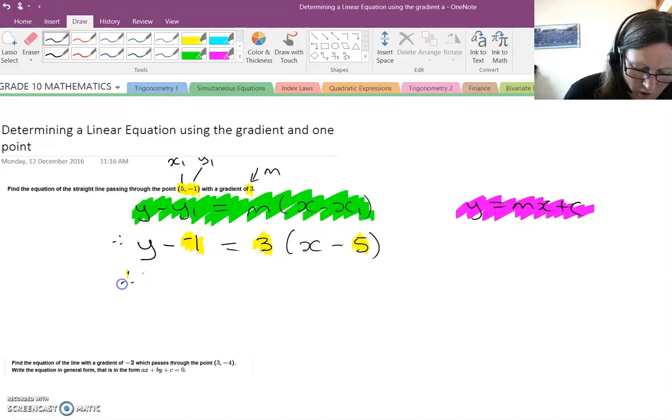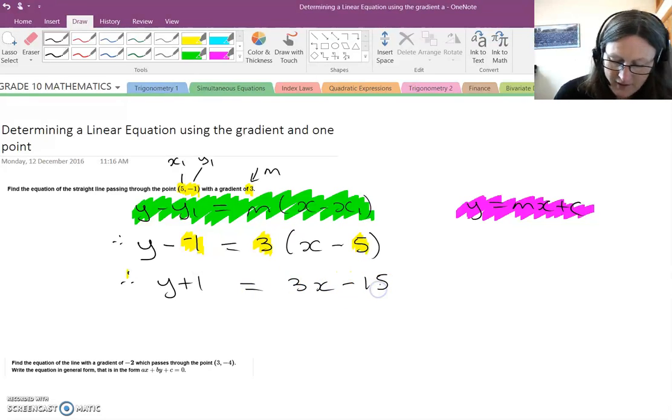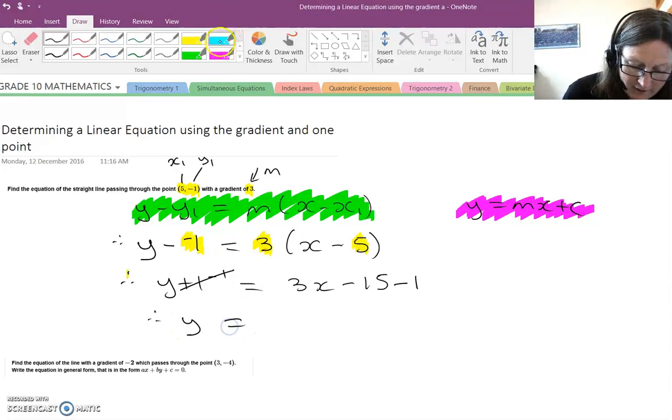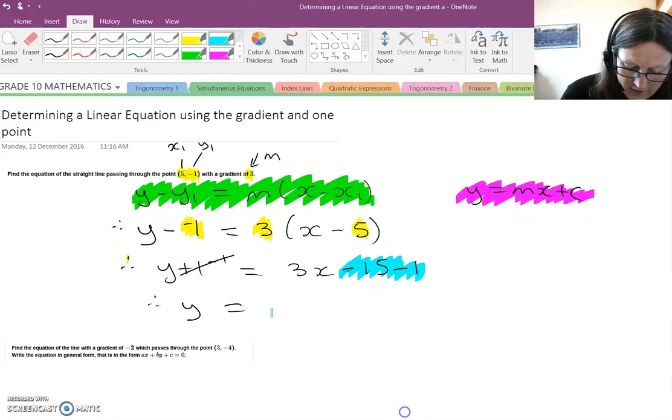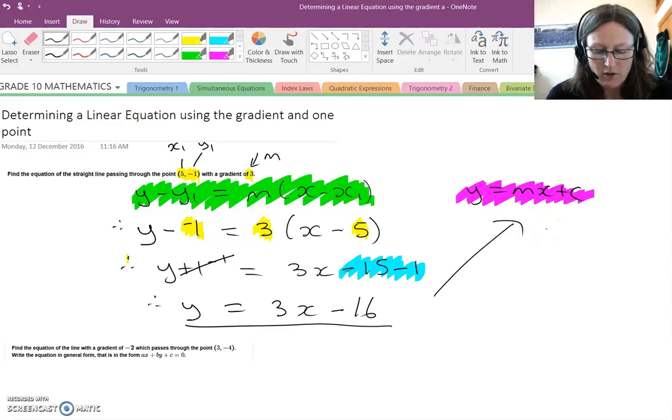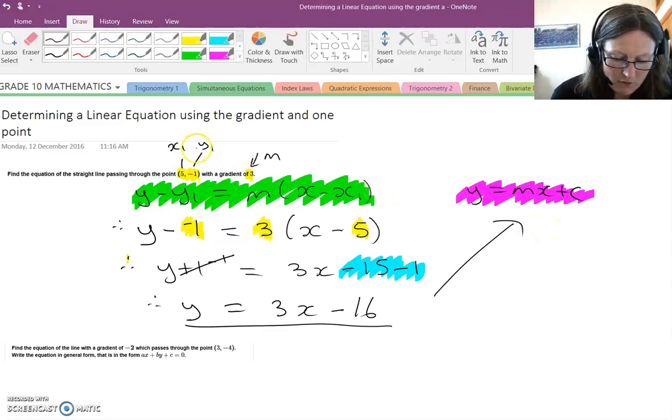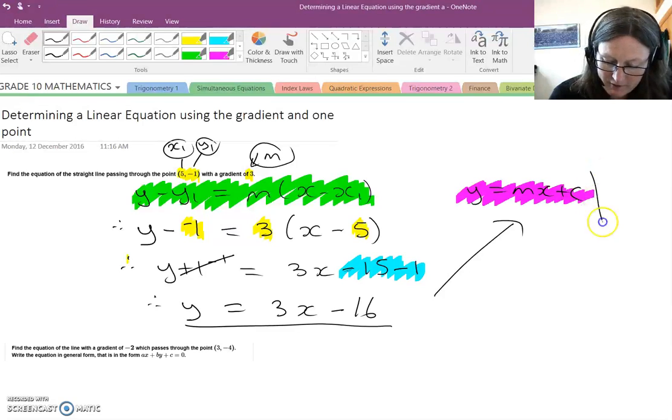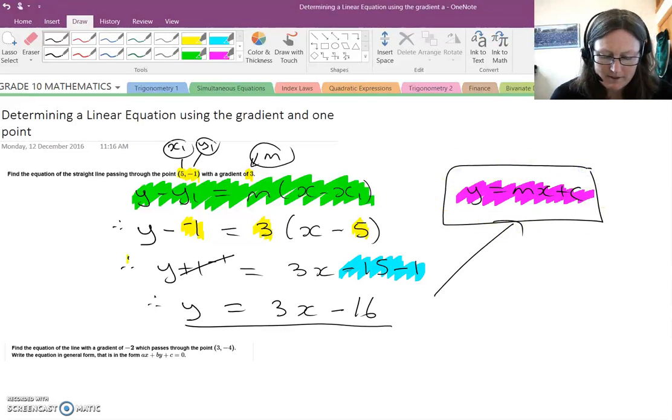Next step, y subtract -1 is y plus 1, and let's expand our brackets. Now I'm wanting y on its own on the left hand side, so if I subtract 1 that cancels. I subtract 1. I'm left with y, and then on the right hand side, if I can combine these two like terms, then it's y is equal to 3x subtract 16, and that is in the form y equals mx plus c. So using the formula in green, I substitute in the 3 known values and then just do a little bit of manipulation to get it in the form y equals mx plus c.